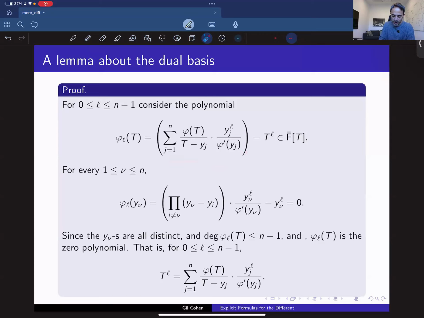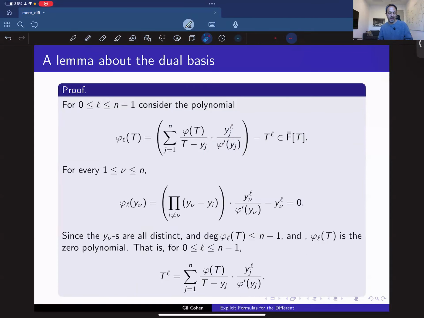So what is this? Here you run over all j's. So for each y_j, we have phi of t over t minus y_j. Phi of t is divisible by t minus y_j because y_j is a root of this polynomial, but I don't know where the coefficients of this thing lie. I'm just writing it as something in F bar, the algebraic closure of F, so that's fine. And I multiply that by this expression: y_j to the L divided by the derivative here, evaluated at y_j.